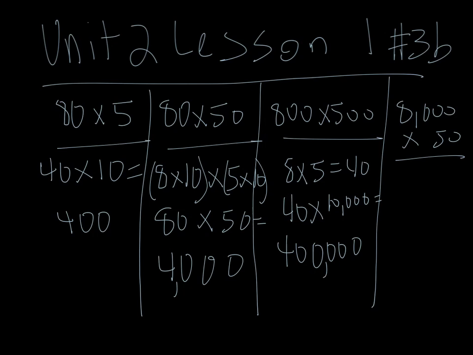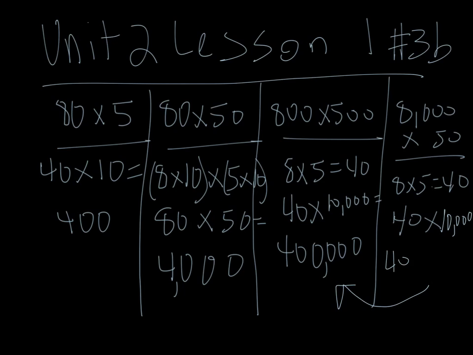And then finally, 8 times 5 equals 40. So now you're doing 40 times another. And in this last one, it's actually the same as this one over here. It's just written in a different way. It's 8,000 times 50. That's still 4 zeros. So that's still times 10,000. So the answer is a 40 and still 4 zeros. So that answer, once again, is 400,000.